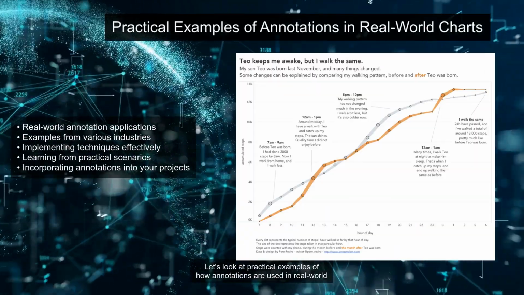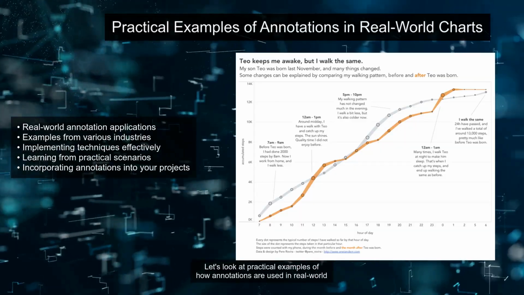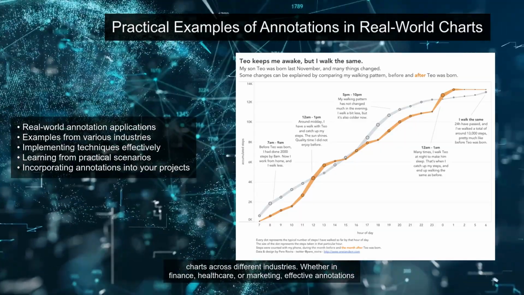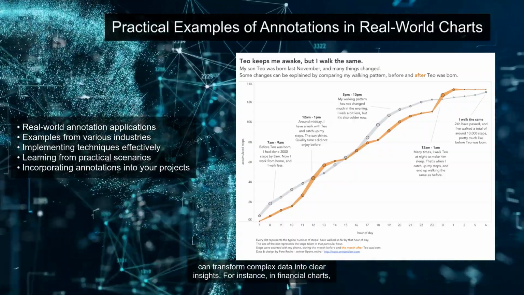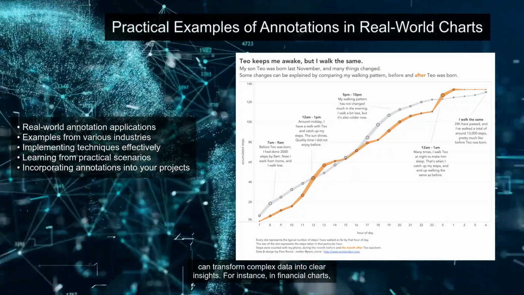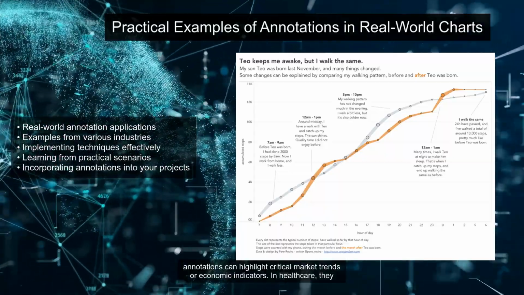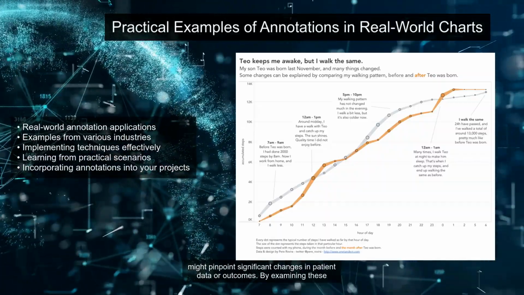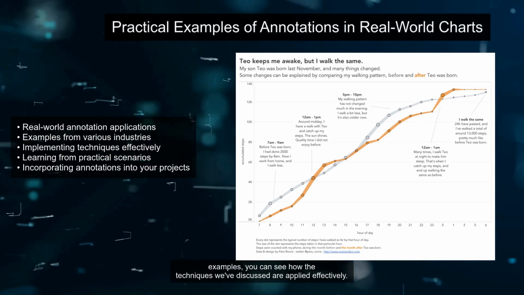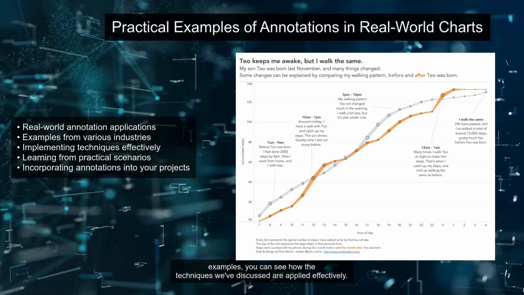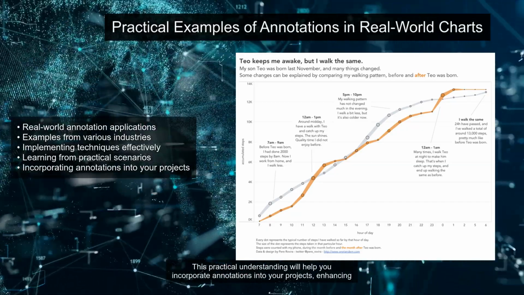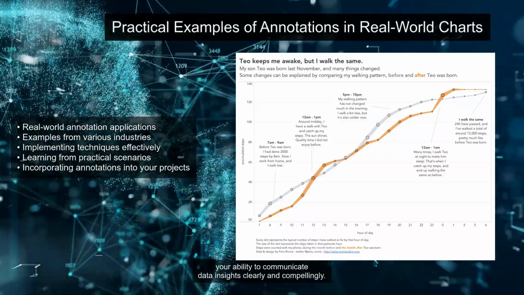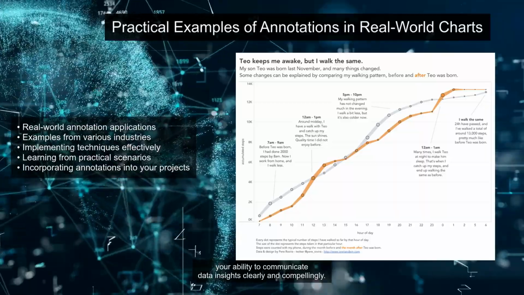Let's look at practical examples of how annotations are used in real-world charts across different industries. Whether in finance, healthcare, or marketing, effective annotations can transform complex data into clear insights. For instance, in financial charts, annotations can highlight critical market trends or economic indicators. In healthcare, they might pinpoint significant changes in patient data or outcomes. By examining these examples, you can see how the techniques we've discussed are applied effectively. This practical understanding will help you incorporate annotations into your projects, enhancing your ability to communicate data insights clearly and compellingly.